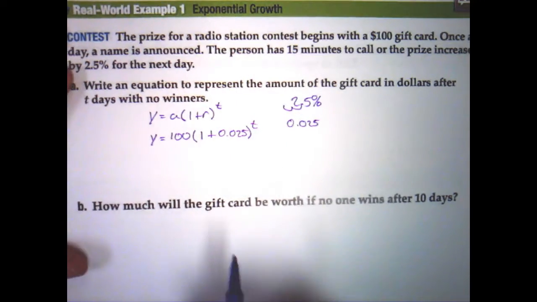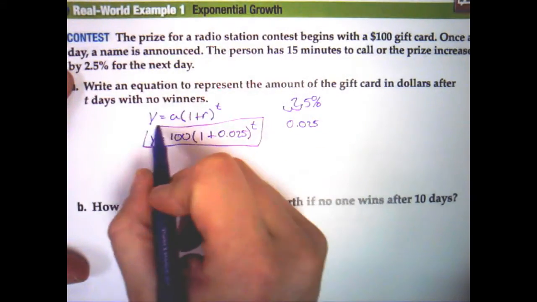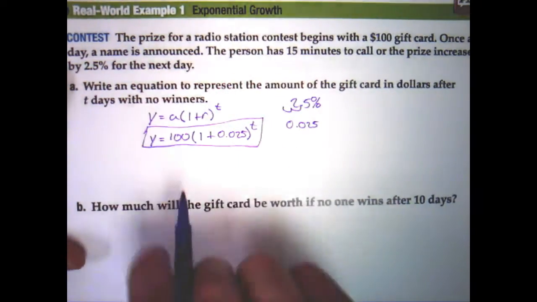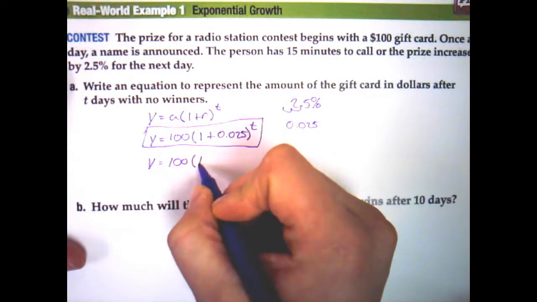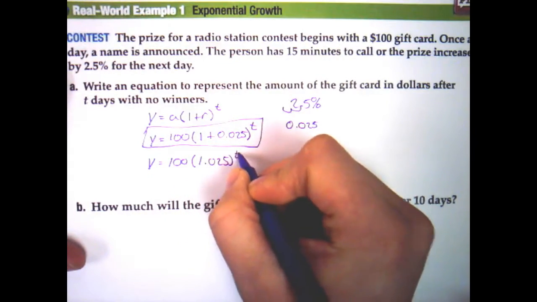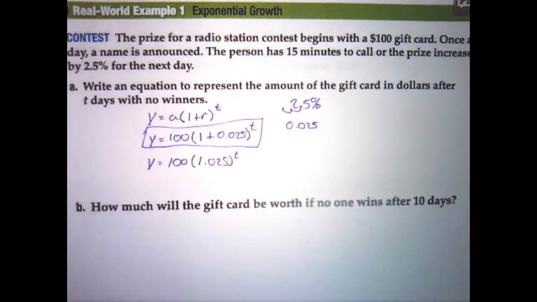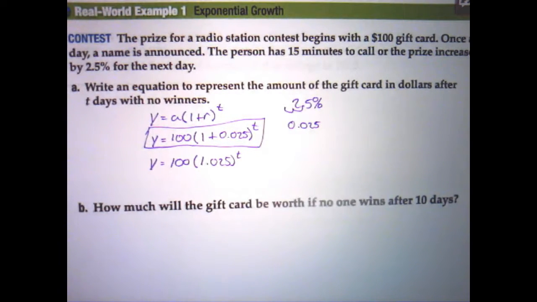Okay, you may leave it this way. I prefer it this way. It's very easy to see now what the rate is. Some people may simplify it down to this, 1.025 raised to the t, because all you do is take 1 and add it to 0.025, but I would really prefer this one. Okay, so that would be our equation.